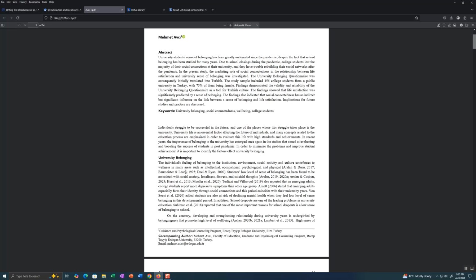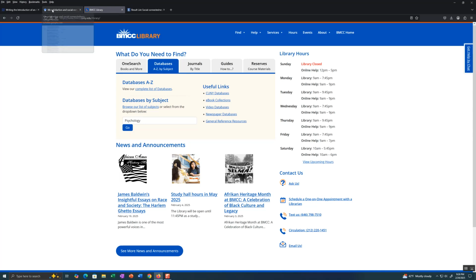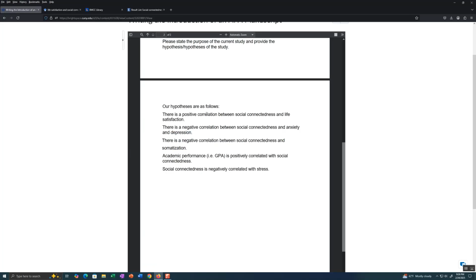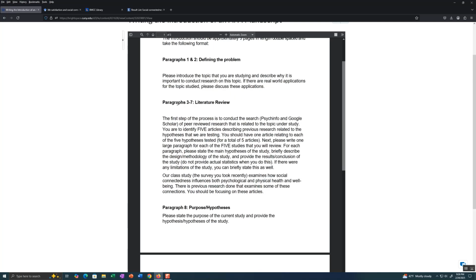So I want one article for each of the five hypotheses, for a total of five articles and five paragraphs. One paragraph per study. Okay, and you can use Google Scholar and you can use PsycInfo. Whatever you want to use, whatever is easier for you. One article for each of these five hypotheses, and one paragraph summarizing those articles. So those are paragraphs 3 through 7.